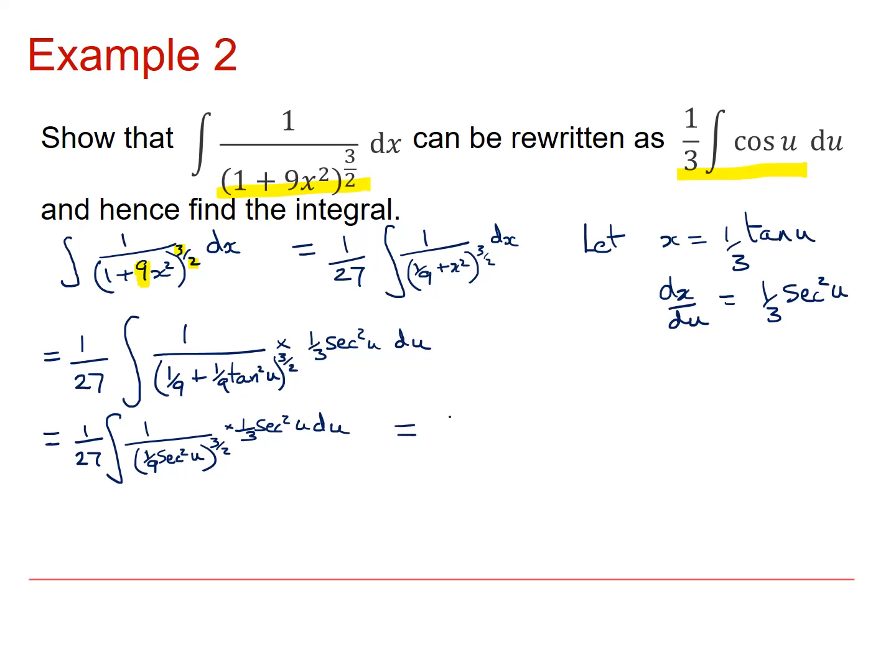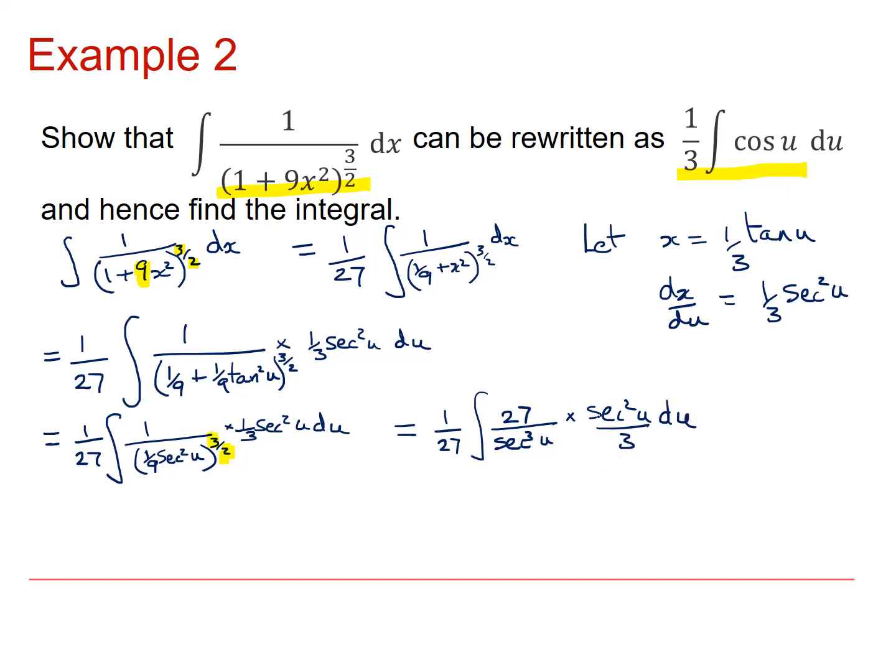Moving that on then, still got my 1 over 27 outside. 1/9 of sec squared, well this is going to square root it, this bit here is going to square root the 9th sec squared, so that'll give me a 1/3 sec, and then this bit will cube it, so that will give me 1/27th of sec cubed. So I'm dividing by sec cubed u over 27, which means in here I can get 27 over sec cubed u. That's multiplied by sec squared u over 3, du.